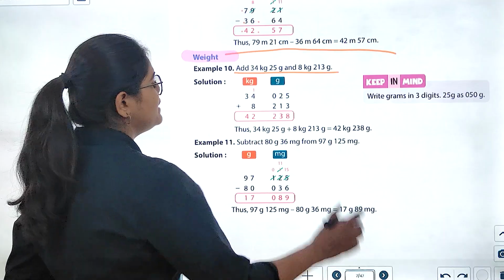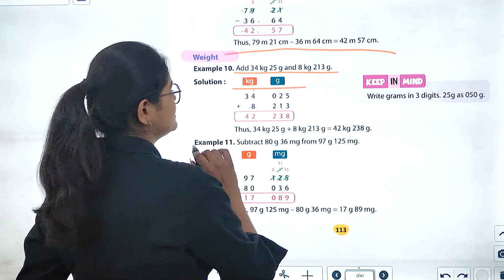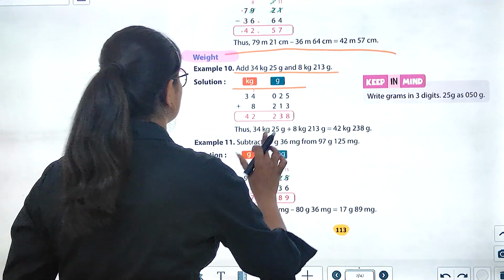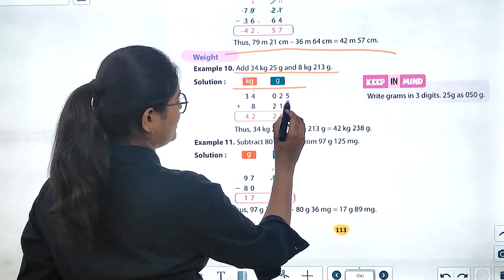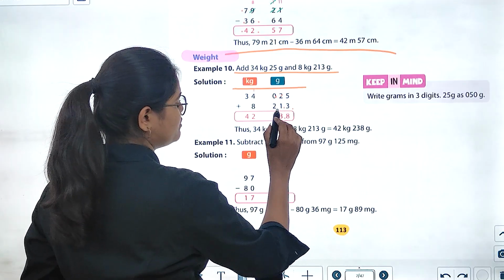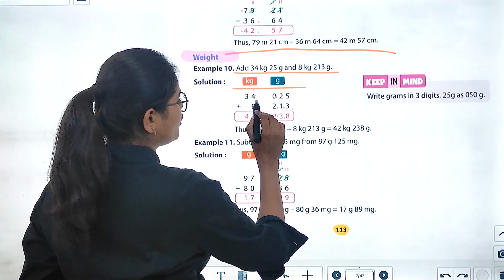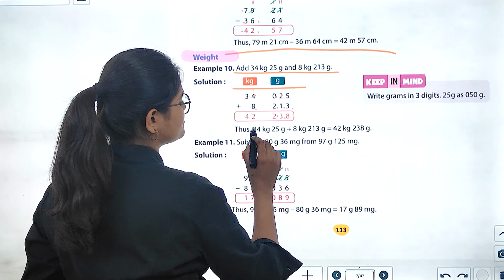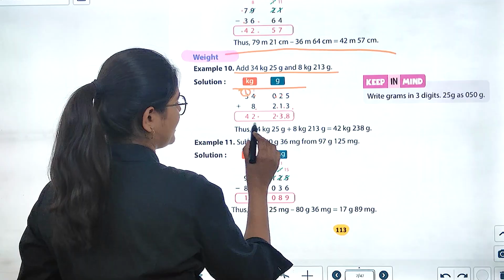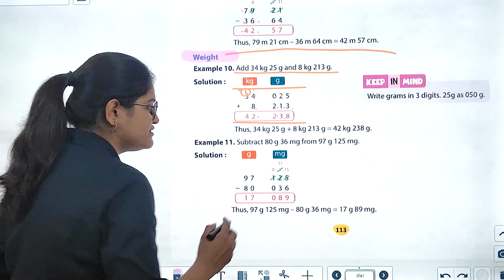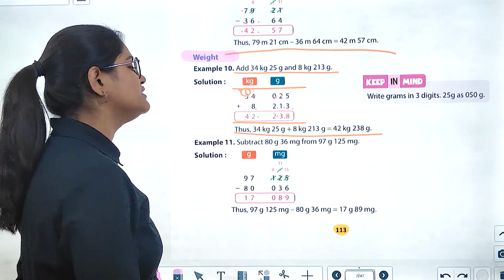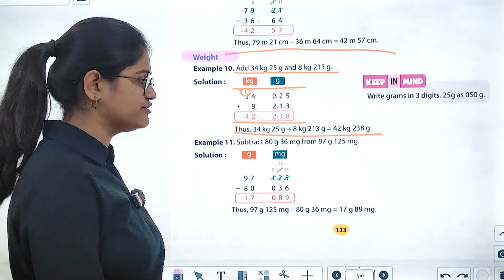Right? Simply 2 columns to be arranged, then the numerals to be arranged in the columns, and then we are gonna add them. So this 5 plus 3 is 8, 2 plus 1 is 3, 0 plus 2 is 2, 4 plus 8 is 12, then 1 carry, and 3 plus 1 carry is 4. So hence, the answer becomes 42 kilograms and 238 grams.